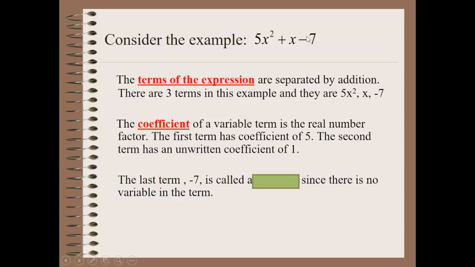The last term is negative 7. It's subtracting 7, but it's the same thing as adding negative 7. Negative 7 is called a constant because there is no variable in the term.